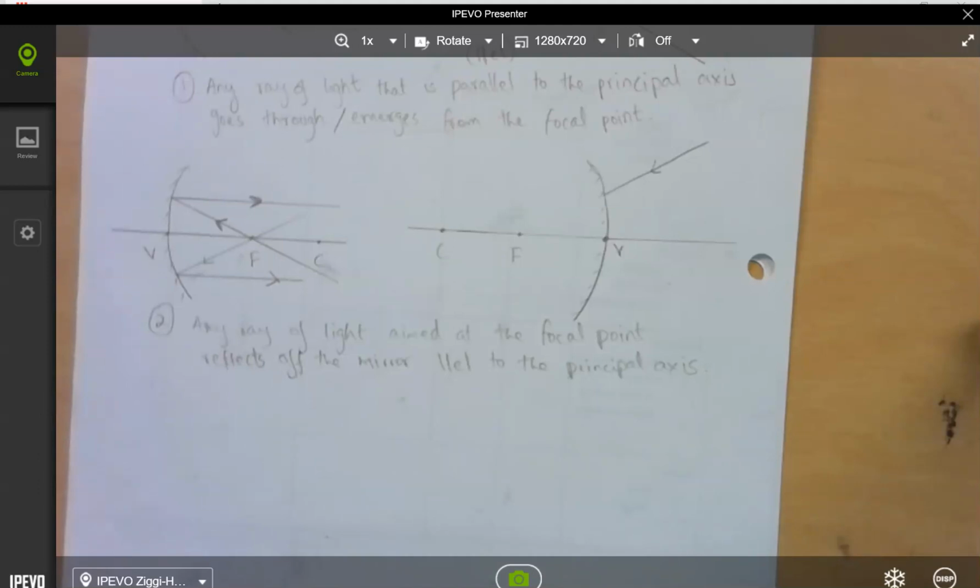I will allow time to write the second rule. Yes? Any ray of light aimed at the focal point reflects off the mirror parallel to the principal axis.